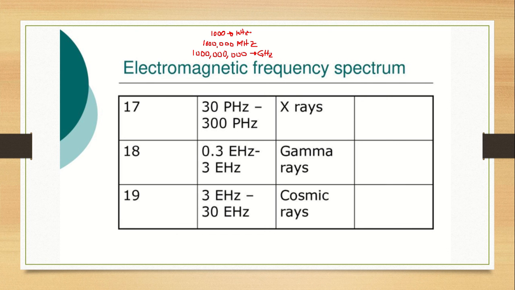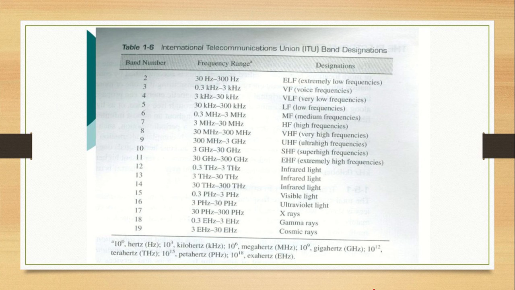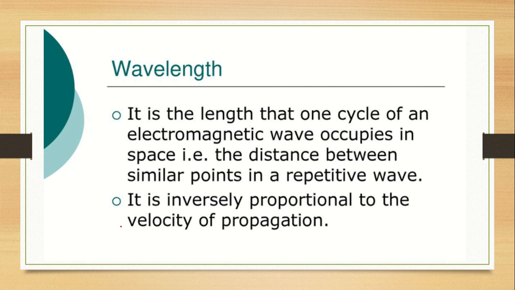And if you have 12 zeros, that is the terahertz. Okay, and if you have 15 zeros, you have petahertz. And if you have 18 zeros, I think that's the exahertz. So you just continue this, class, to write the number of zeros. Okay, so that's it for the electromagnetic frequency spectrum. Then let's talk about wavelength.